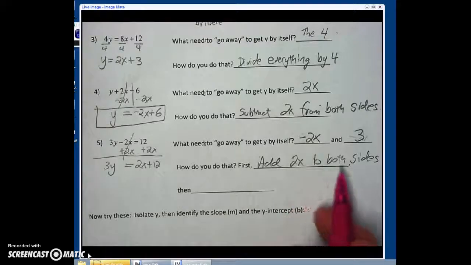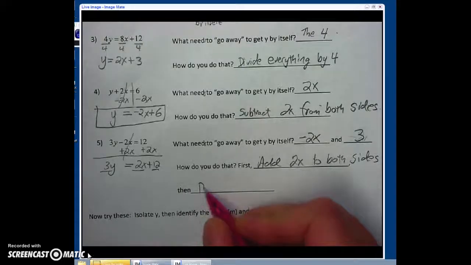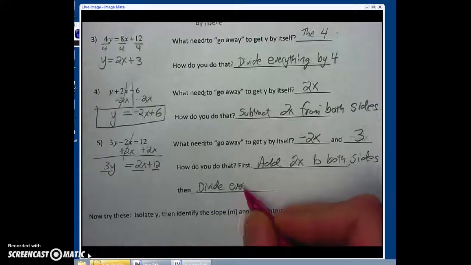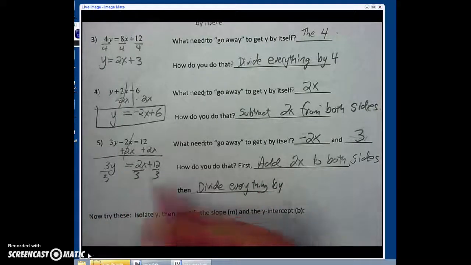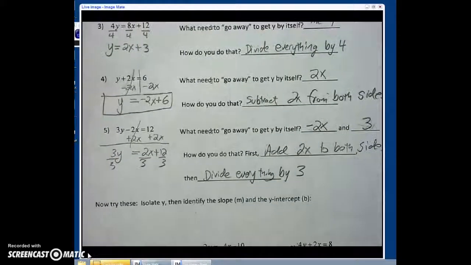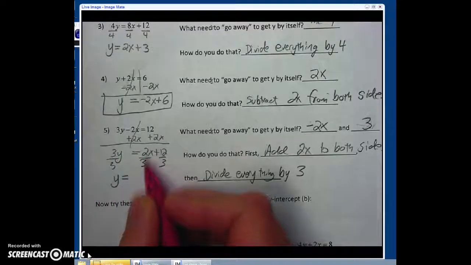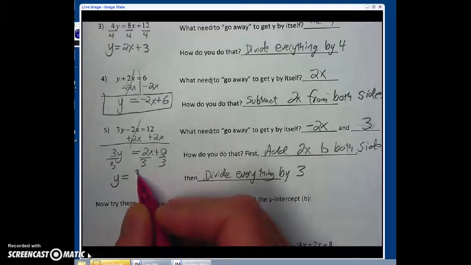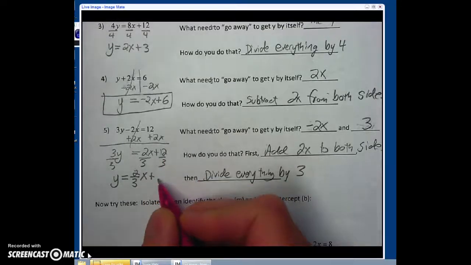So first we added 2x to both sides, then we're going to, what am I doing? Divide everything by what number? 3. Well, here we go. 3 over 3 simplifies to just 1y equals. Now, 2 over 3, you can't simplify that. It's just a fraction. As a matter of fact, it's a slope. It's a rise and a run. So leave it as 2/3. Don't forget your x. Plus, 12 over 3 can be simplified to 4.